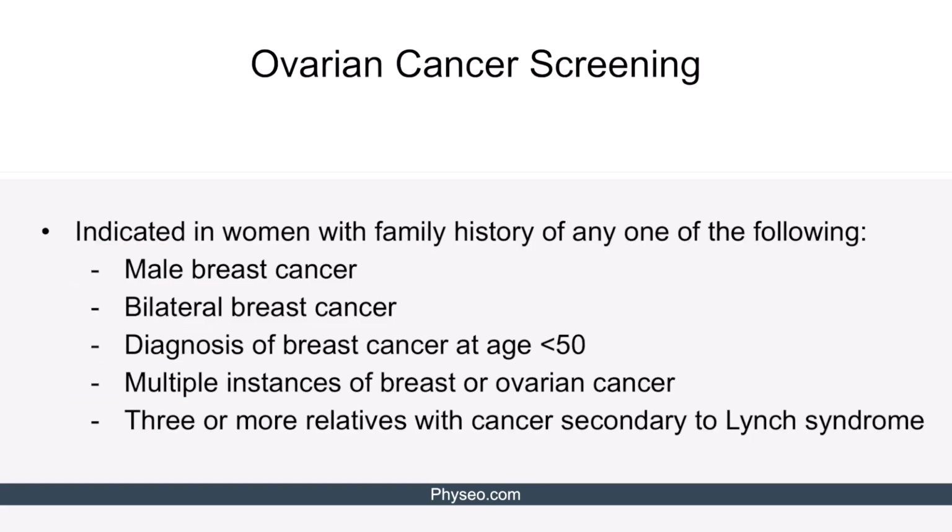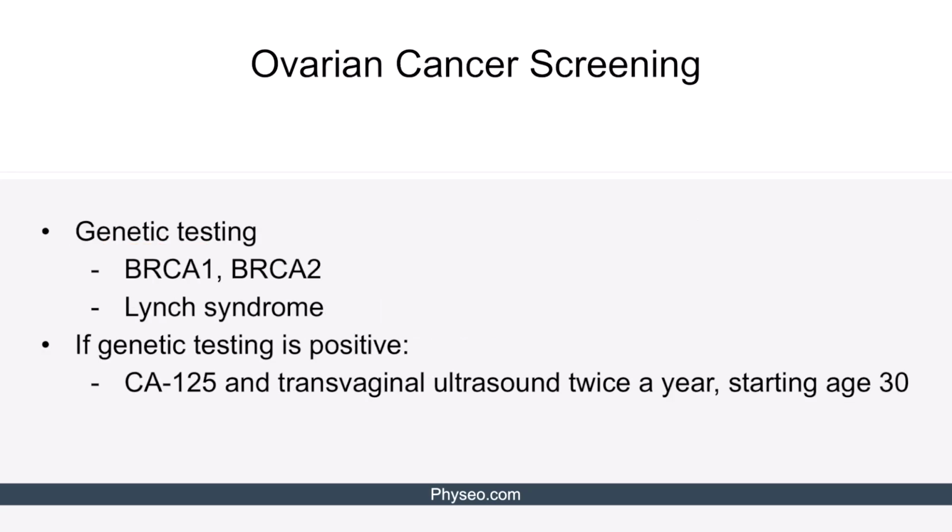Now let's move on to ovarian cancer. So ovarian cancer screening is indicated in women with a family history of any one of the following factors: male breast cancer, bilateral breast cancer, diagnosis of breast cancer at age less than 50 years old, multiple instances of breast or ovarian cancer, and 3 or more relatives with cancer secondary to Lynch syndrome. So any one of these issues can warrant ovarian cancer screening. Now, how do you do it?